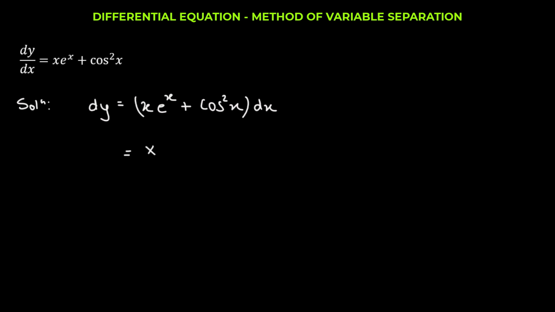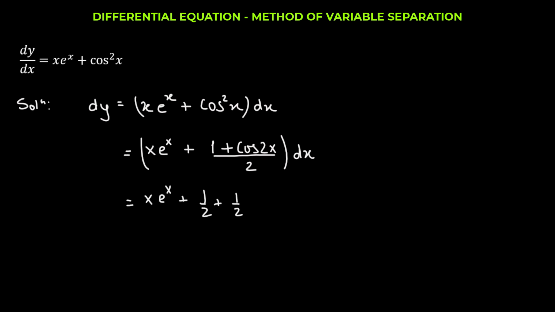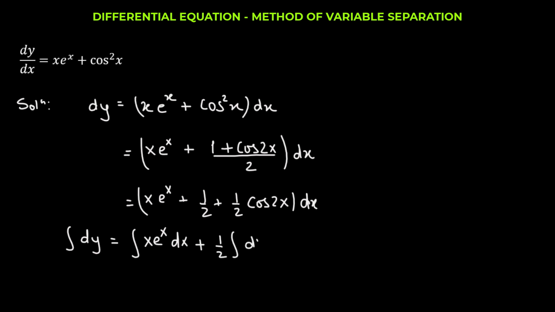We're going to further simplify the cos²x by using an identity. That will be (1 + cos 2x)/2, such that we get (x eˣ + ½ + ½ cos 2x) multiplied by dx. So this is in the separable form. Let's integrate both sides to get ∫dy = ∫x eˣ dx + ½∫dx + ½∫cos 2x dx.